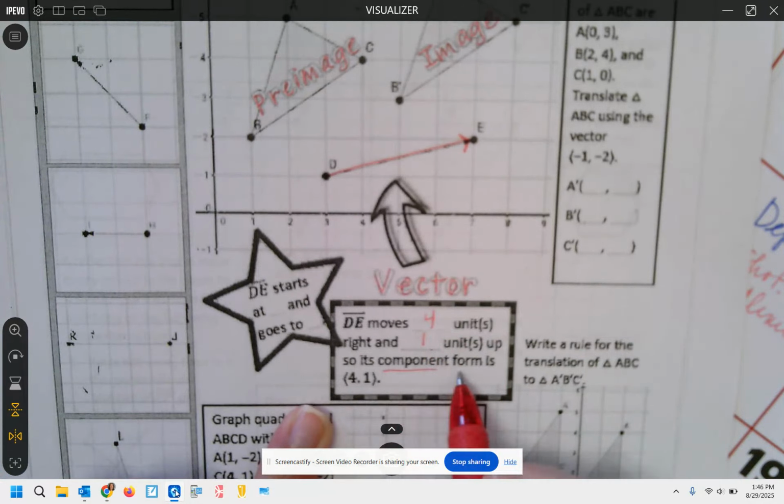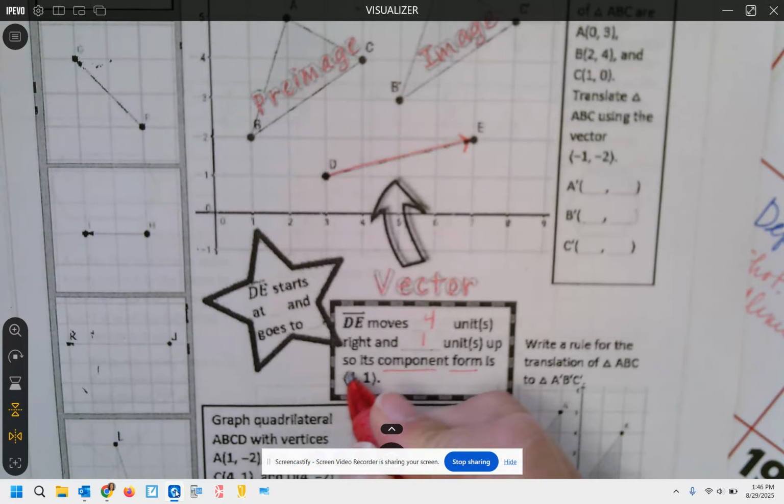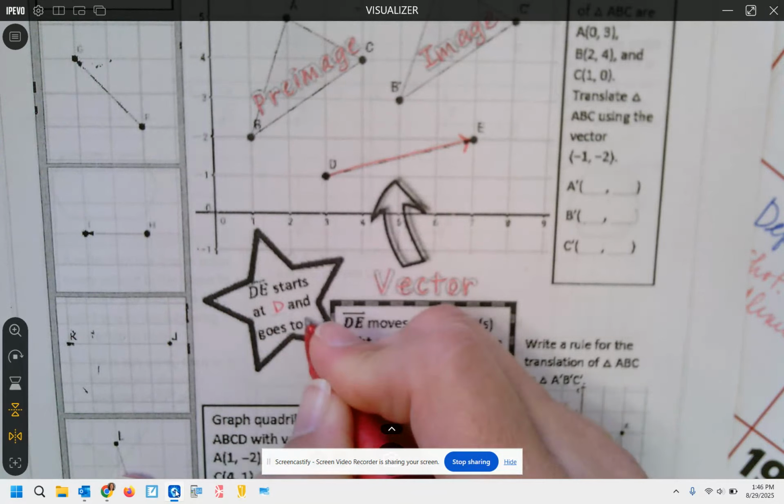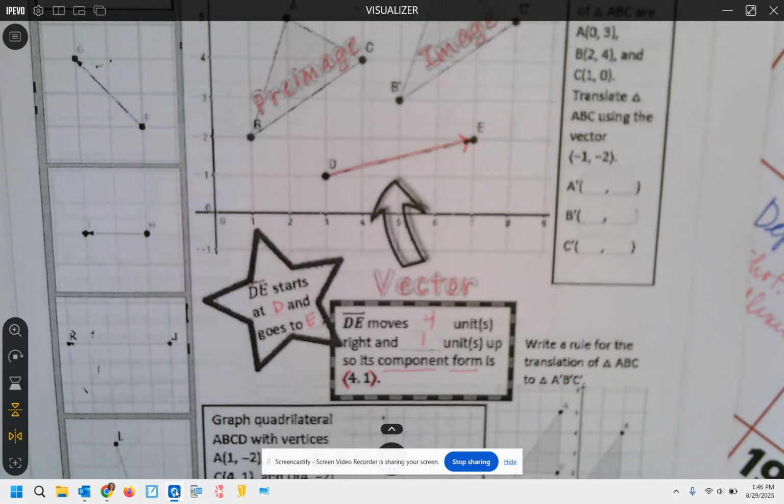And the way we write that in its component form looks like this. It almost looks like parentheses in an ordered pair, but these are actually kind of like a greater than and a less than symbol. They have a little point to them. And so this is a little bit different. This is how we write a vector in component form. And so DE starts at point D and goes to point E, has a definite direction if it's a vector.